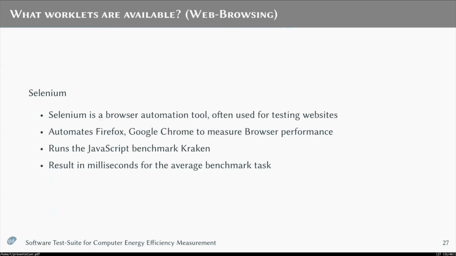Then we have one worklet for web browsing, which is based on Selenium. Selenium is a browser automation tool which you usually use to test your websites if you develop websites, but it can also be used for our purpose. So we automate Firefox and Google Chrome to run the Kraken benchmark, which is a JavaScript benchmark, and it gives you a result in milliseconds for an average benchmark task.